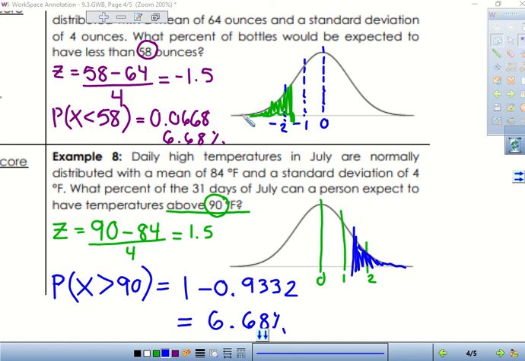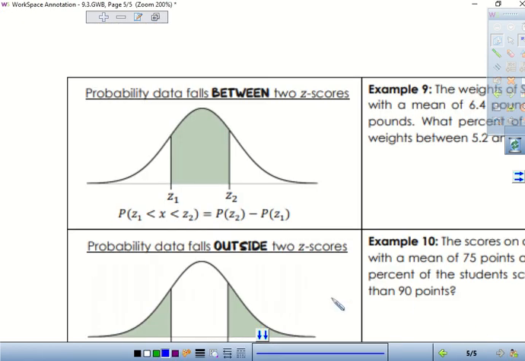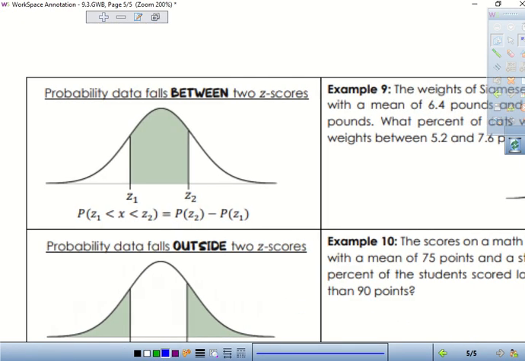Any questions about 7 or 8, above and below? Everybody feel good about above and below? All right. So now we're going to move on to a few more complex situations, between and outside.